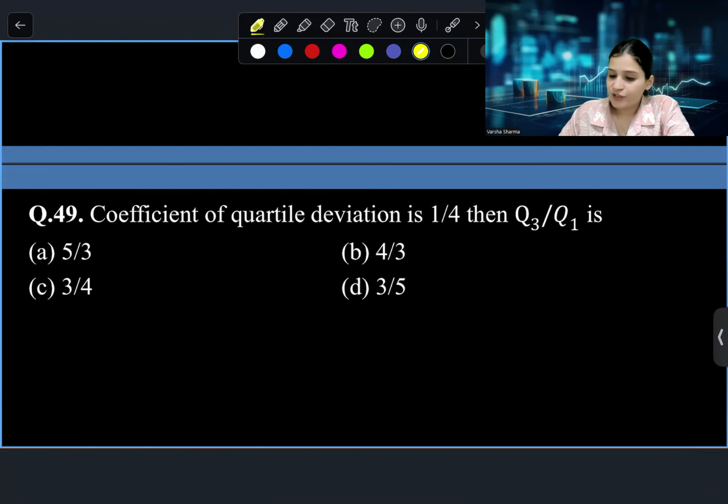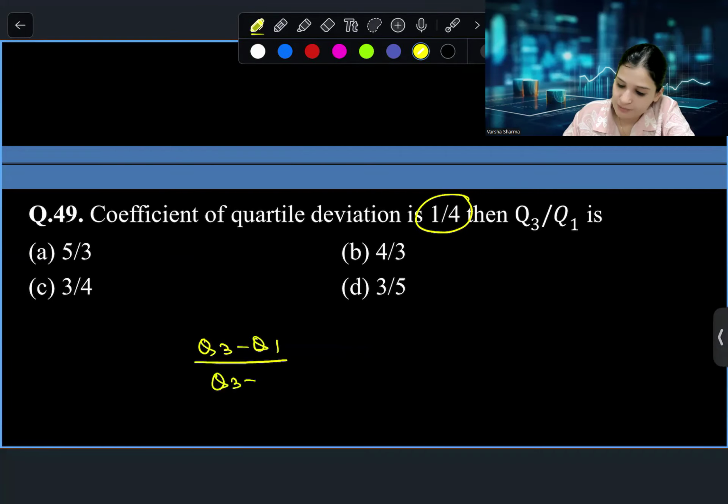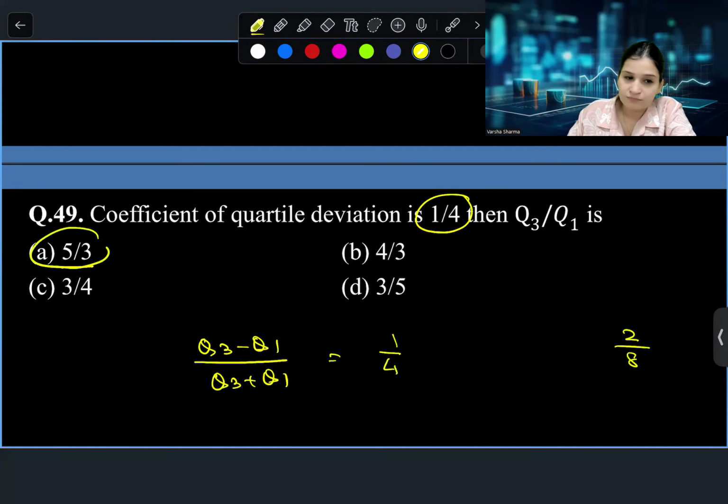Coefficient of quartile deviation is 1 by 4. Then Q3, 1 by 4 is in decimal. We can see that, na? 0.25. 0.25 means they haven't multiplied by 100. So coefficient of quartile deviation is Q3 minus Q1 by Q3 plus Q1, 1 by 4. You can do trial and error. If you use 5 and 3, 5 minus 3 is 2, 5 plus 3 is 8. It's correct. 5 by 3 is the answer.